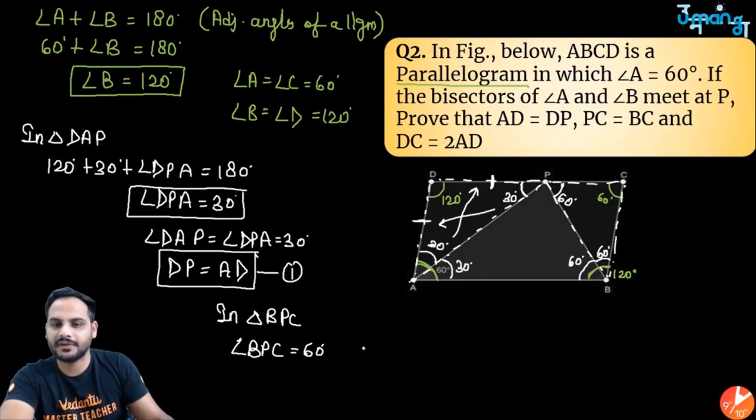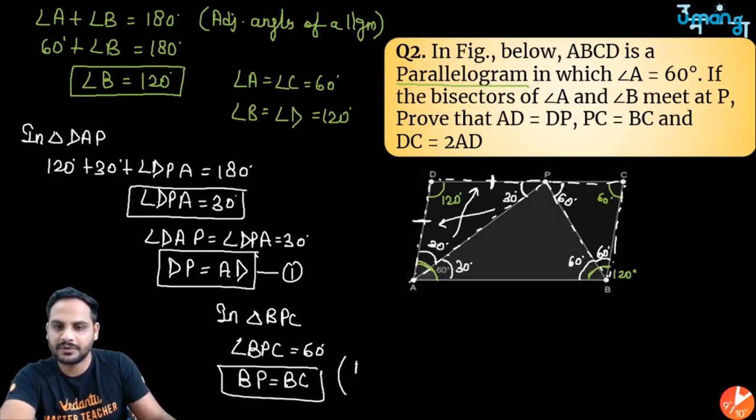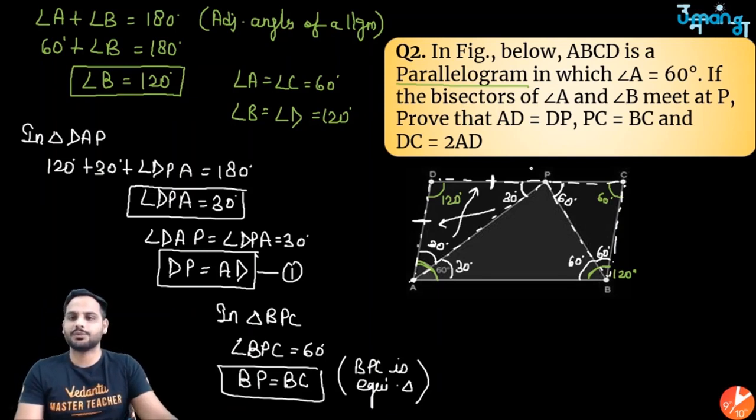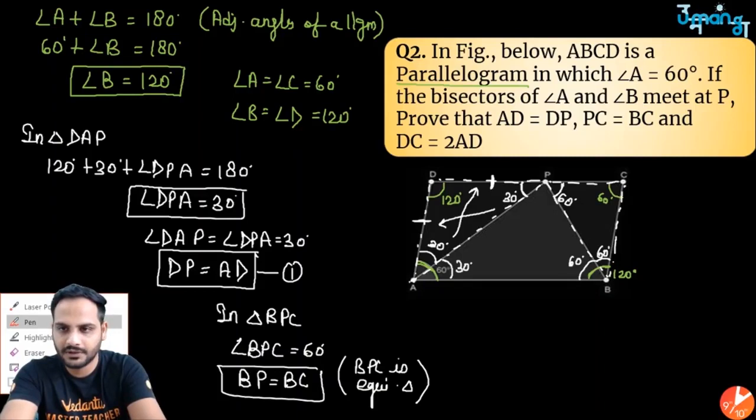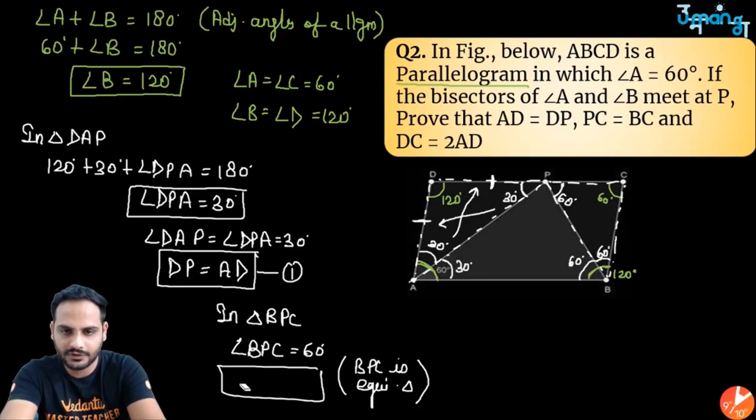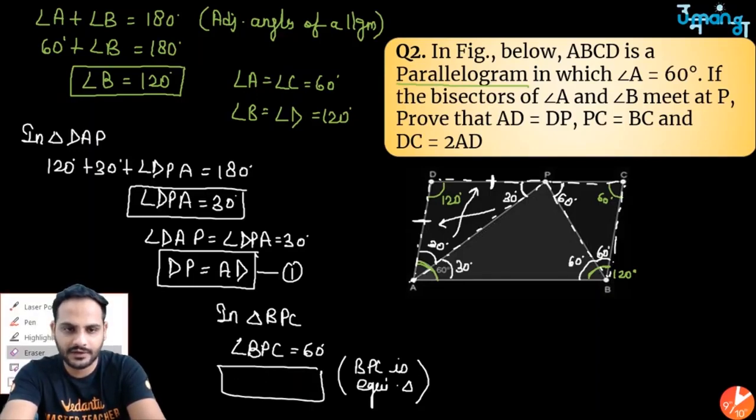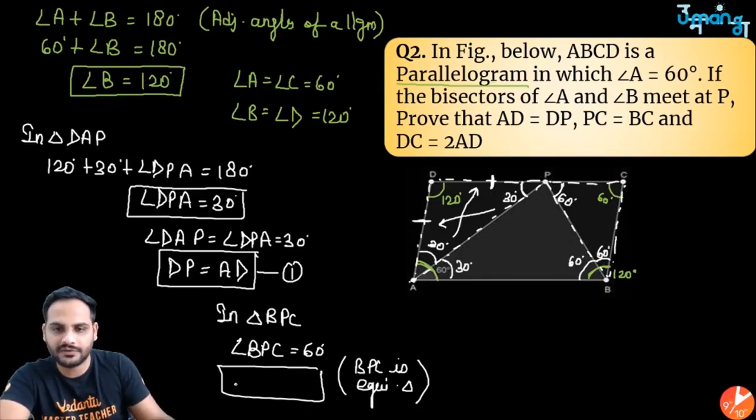Since angle BPC, I can say that BPC is an equilateral triangle, all the three sides are equal. So I can say BP is equal to BC because BPC is an equilateral triangle. How can I say it is an equilateral triangle? Because all the three sides are equal. So BP is equal to PC, I have to write, not BC. All the three sides are equal, right? So I can say that PC is equal to BC. Okay, that I have got.